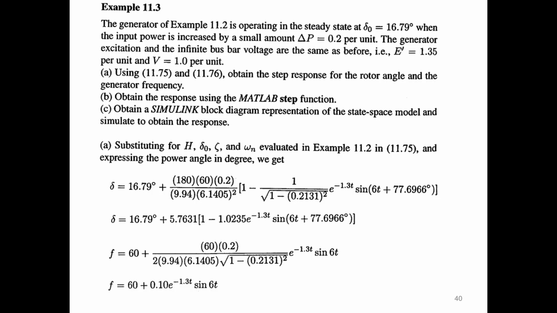You can see that the example remains the same. The generator used to operate at the initial angle of 16.79. When the input power is increased by a small amount, it's increased by 0.2 per unit.